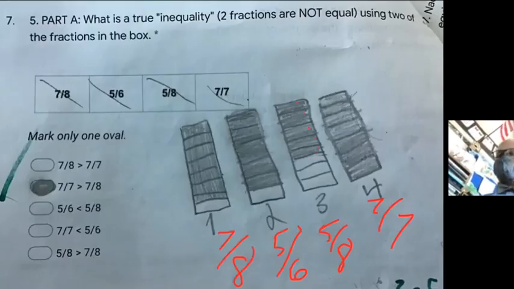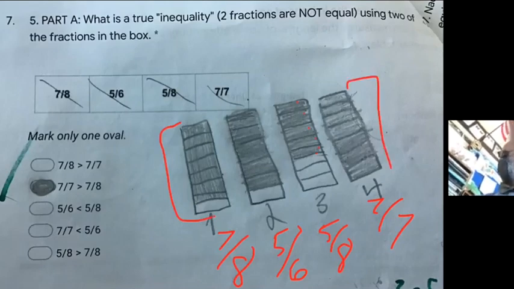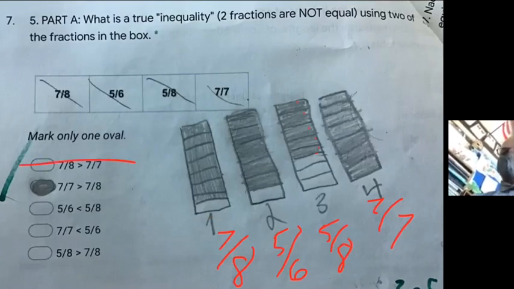7/8 is greater than 7/7. Is this more filled in than this? No. So that gets crossed out. 7/7 is greater than 7/8. Is more of this filled in than this? Yes. So I'm going to keep that one.